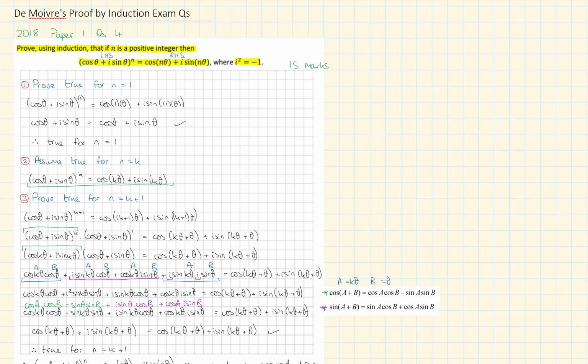Okay, so there's that question answered. Again, a little bit longer than your inequality, divisibility, or series proof, but our goal, as always, is to make the left-hand side equal to the right-hand side. And that's us done.